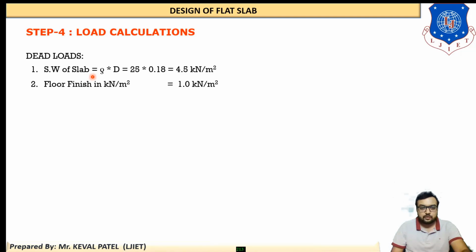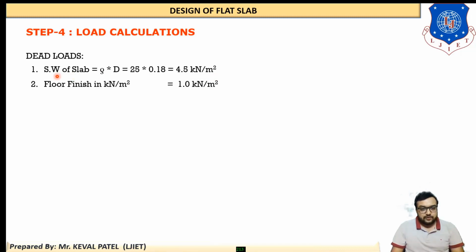self-weight of slab. So students, what is the equation of self-weight of slab? The equation of self-weight of slab is rho into capital D. So what is the value of rho? Rho means density of concrete, which is equal to 25, and capital D means thickness of slab, which is found out in step number 2. So our value of capital D is 0.18. So 25 into 0.18 is equal to 4.5 kilonewton per meter square.